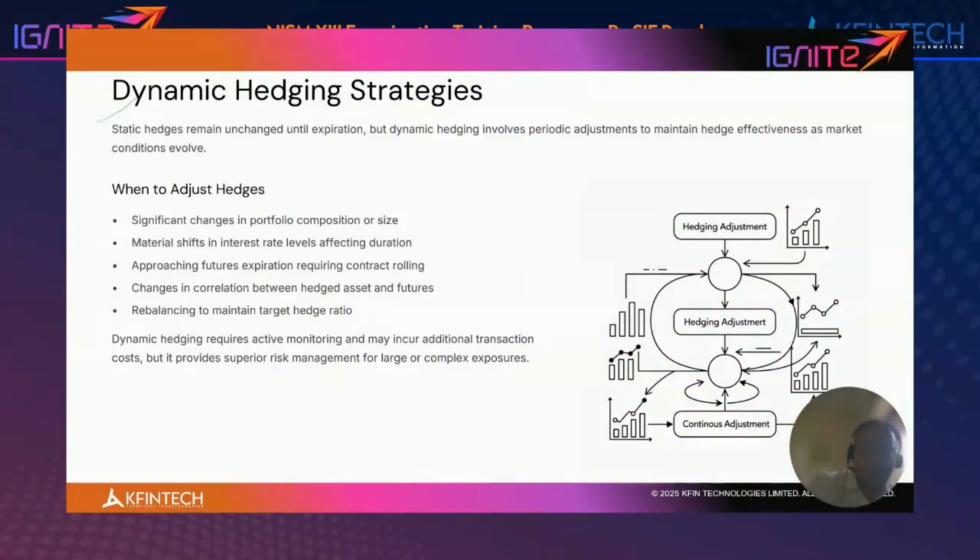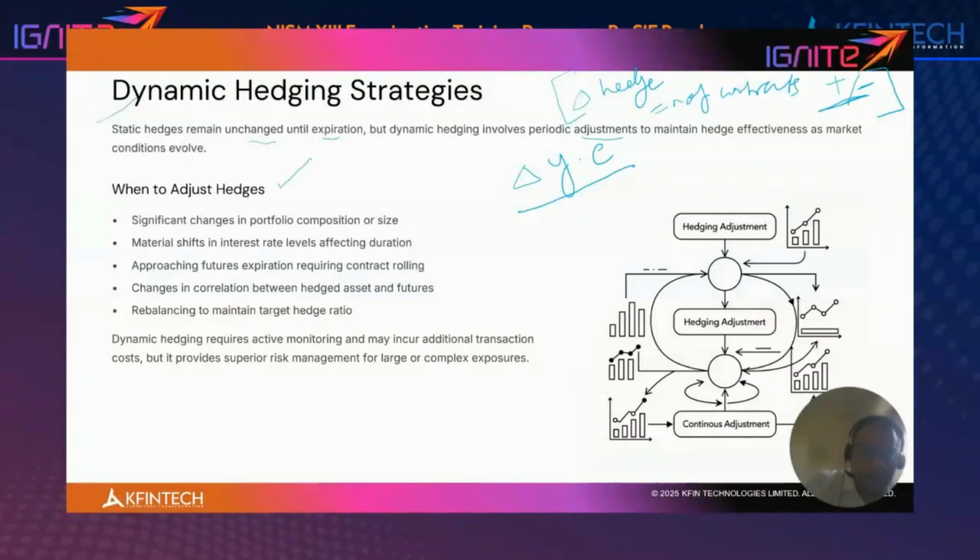So now we move to the topic that we discussed in the previous slides, which is dynamic hedge. As of now, we had seen a static hedge where we saw the number of contracts to be bought or sold depending on the direction of the interest rate. But as I mentioned earlier, this is a static hedge formula because it does not account for any changes in the yield curve or the market scenario. Static hedge remains unchanged until expiry, but dynamic hedge involves periodic adjustment.